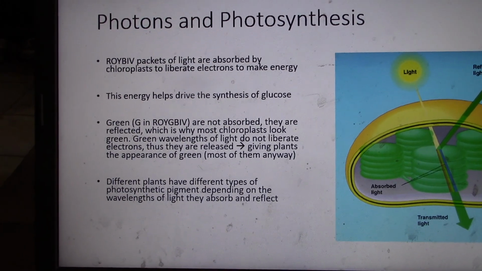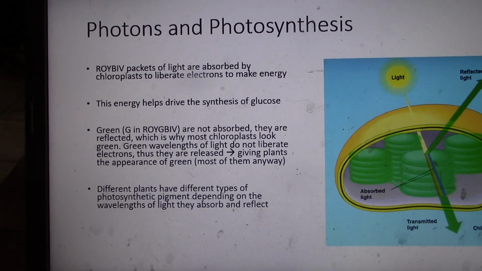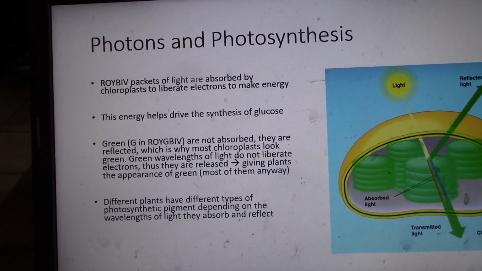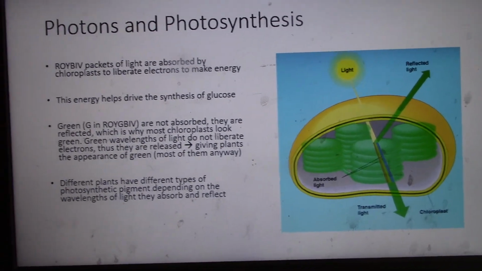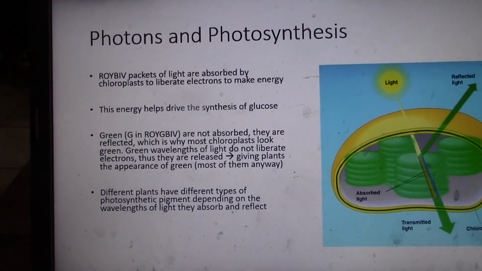Right, so different plants have different colors because they have slightly different pigments in order to be able to absorb slightly different parts of the electromagnetic spectrum. So green's not absorbed, it's reflected, and that's why most plants look green. That's why chloroplasts look green.